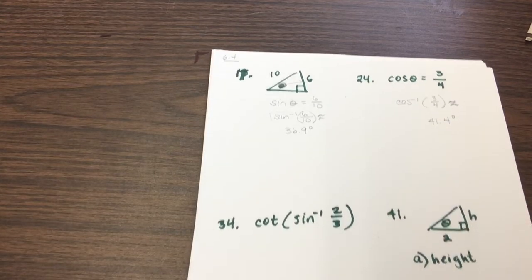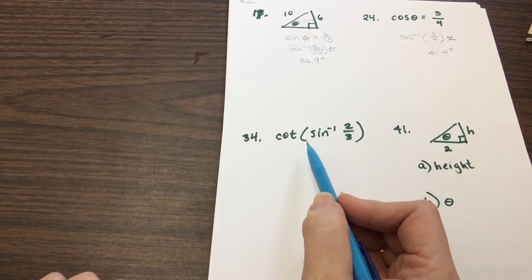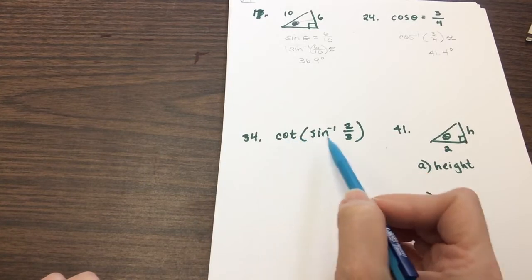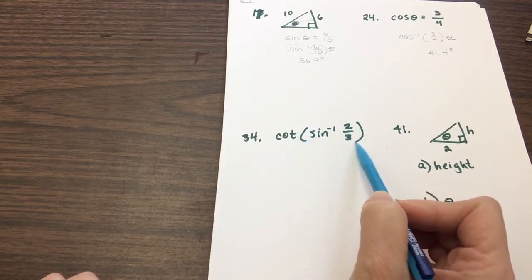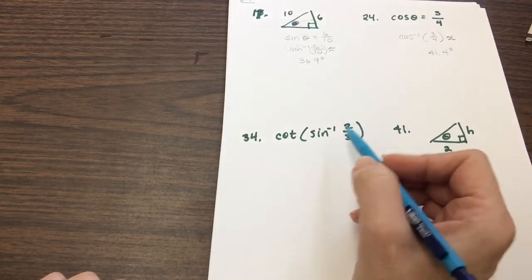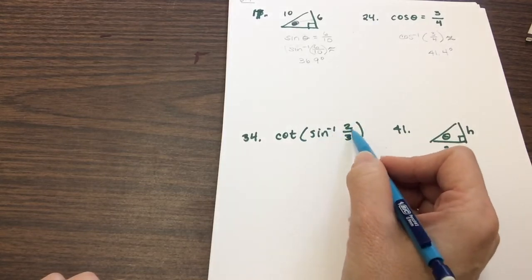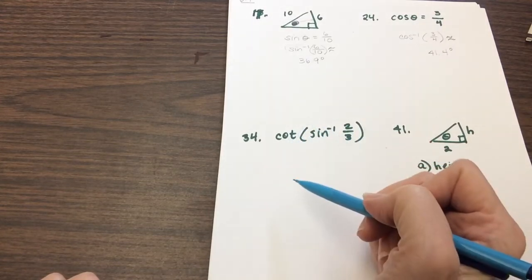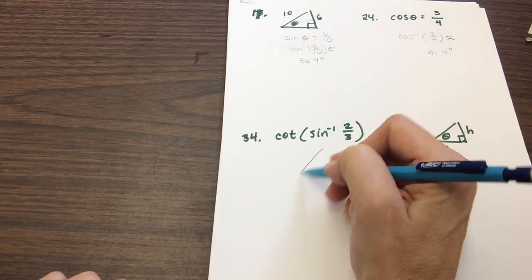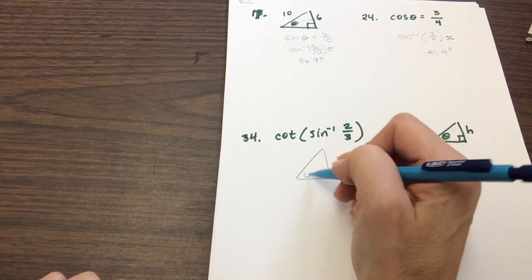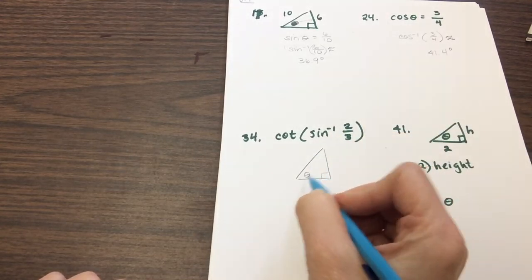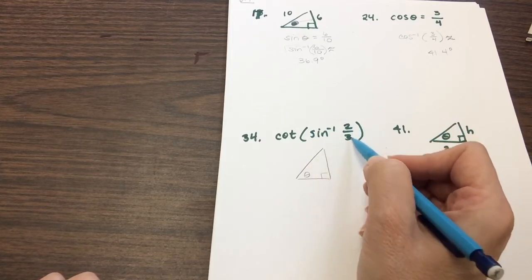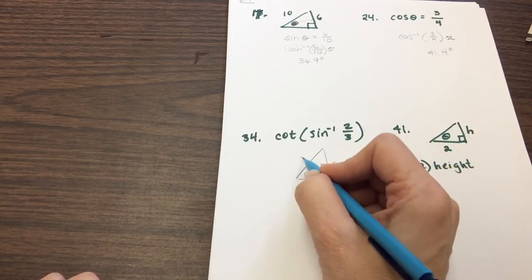Okay, this one looks a little bit trickier, but it's not if you understand what they're asking for. So what is this asking for? Well, this right here tells me that I want an angle, or theta, right? This is saying the sine of what angle is 2 over 3. And it wants to know the cotangent of that angle. So the easiest way to do that, always just drop a right triangle, label your theta. So the sine of what angle is 2 over 3? Well, opposite over hypotenuse. So there's my 2, there's my 3.